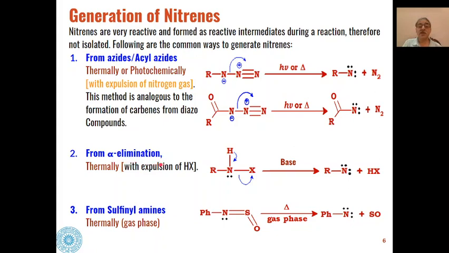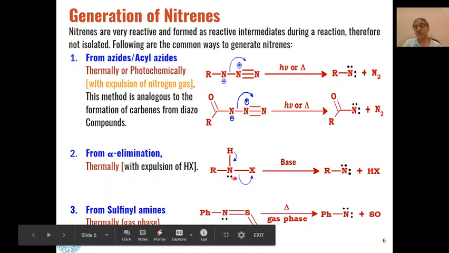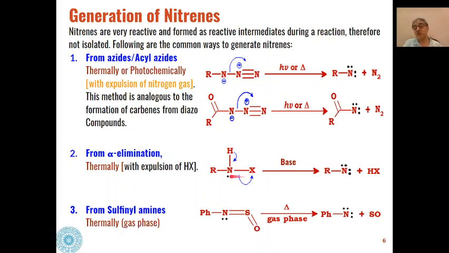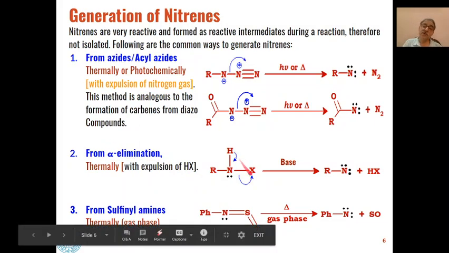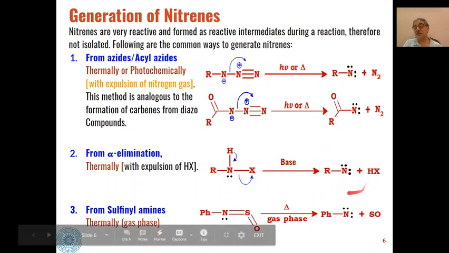Then nitrenes can be generated through alpha elimination. Alpha elimination is when both the groups are eliminated from the same entity. So for example, if we have these types of N-substituted amines, then H and this X, which is a leaving group, are removed from the nitrogen only. That type of elimination is called alpha elimination, because both the groups are being removed from the same atom. So we will get alkyl nitrenes as the product from alpha elimination.